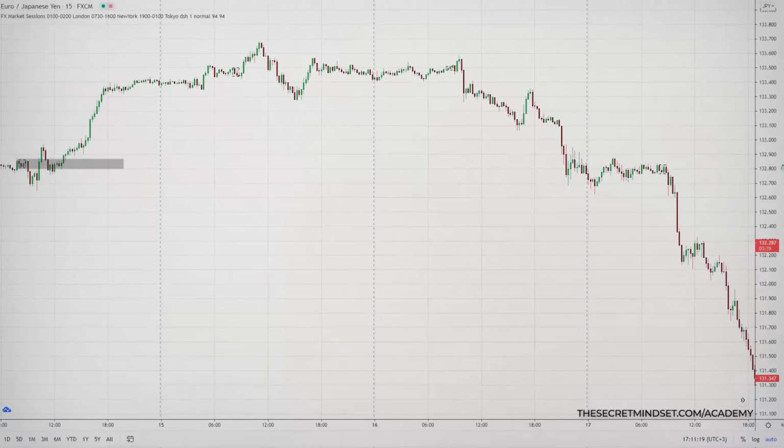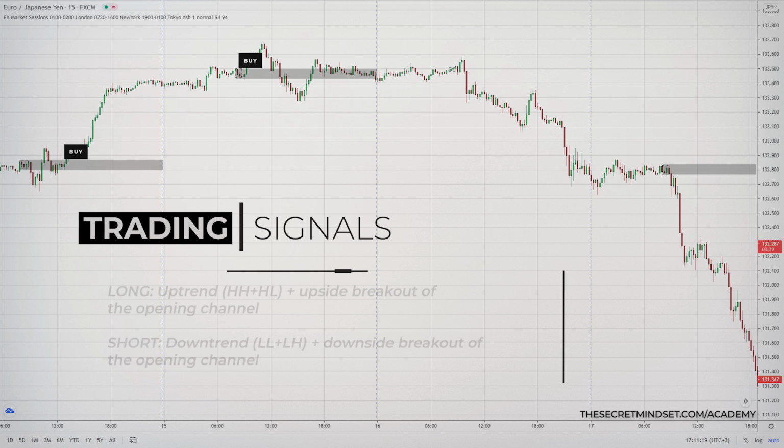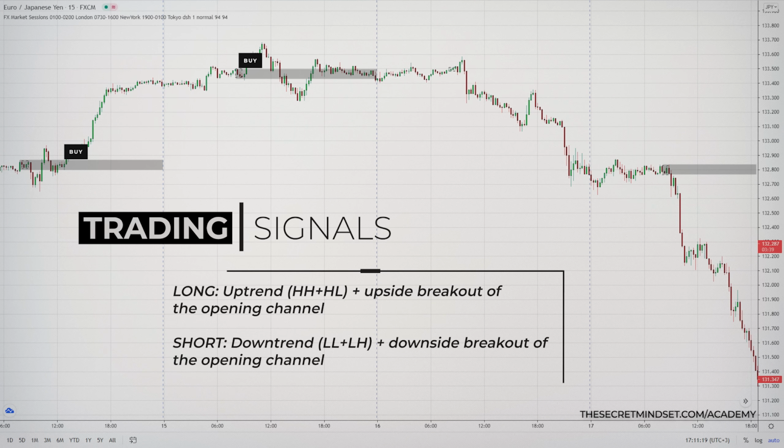interested. So if you spot an uptrend and you see an upside breakout of the opening channel, that's a high probability trade. A downward breakout of the opening channel, when the price is making lower lows and lower highs, is also a strong sell signal.